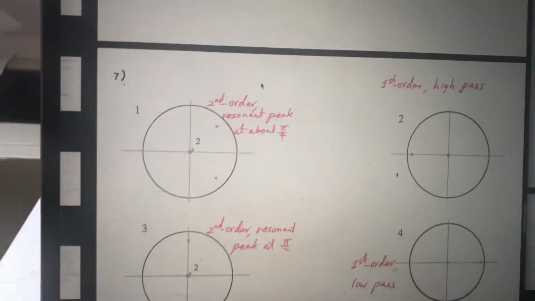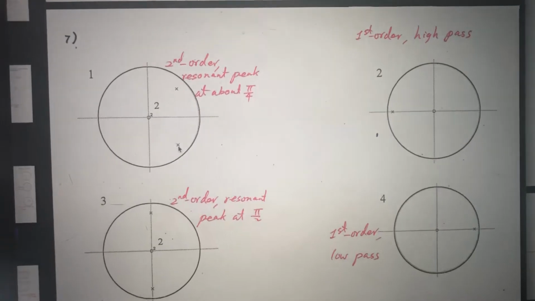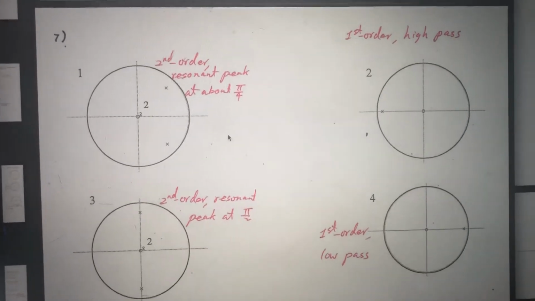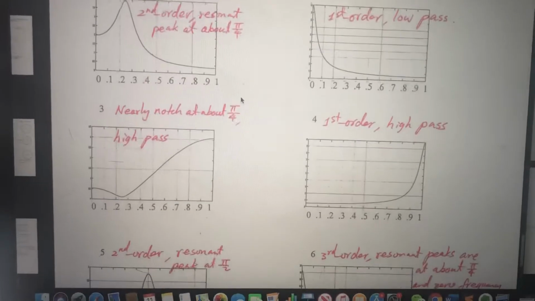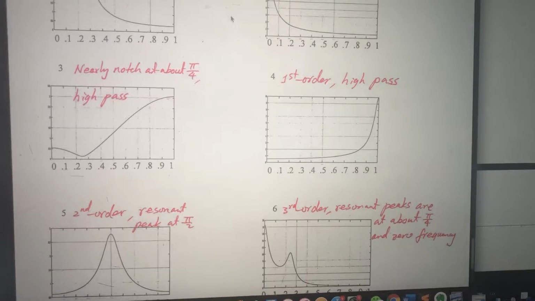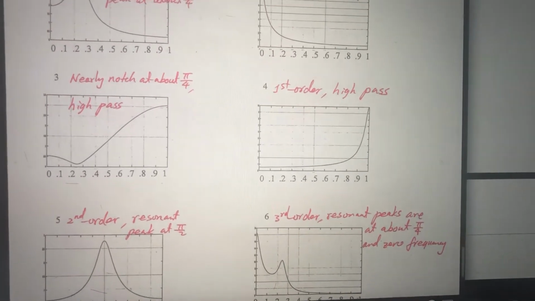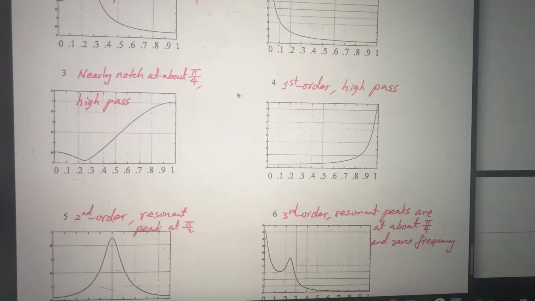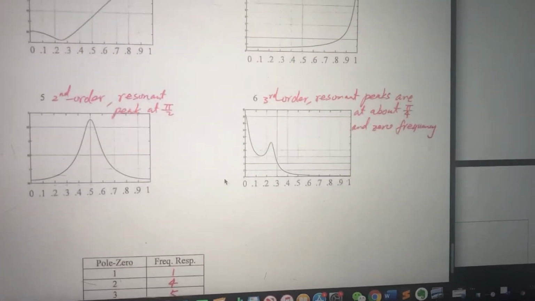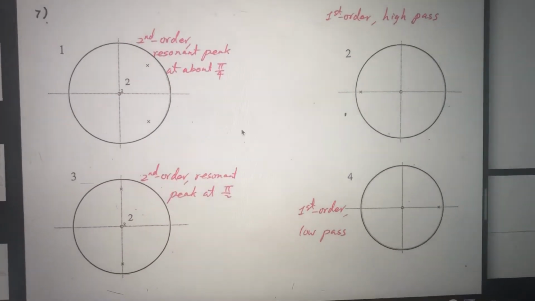First, let's look at graph 1. Graph 1, we can see that it reaches peak at around pi over 4. So let's check those graphs below to find the graph which reaches peak at around pi over 4. And we can see that graph 1 matches the result, and graph 2 to graph 6 are not right. So we have graph 1 corresponds to graph 1.